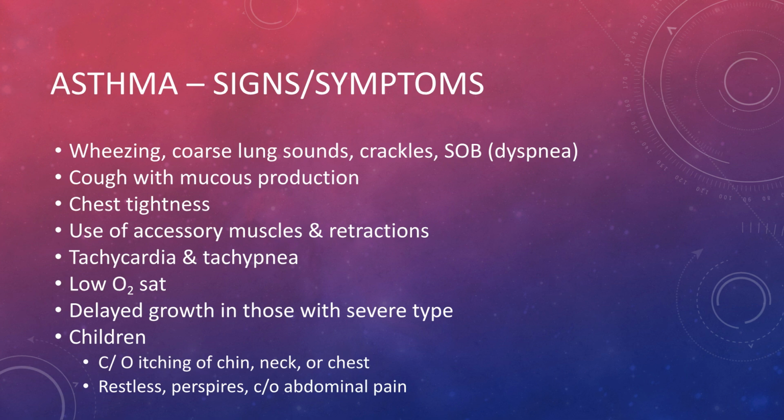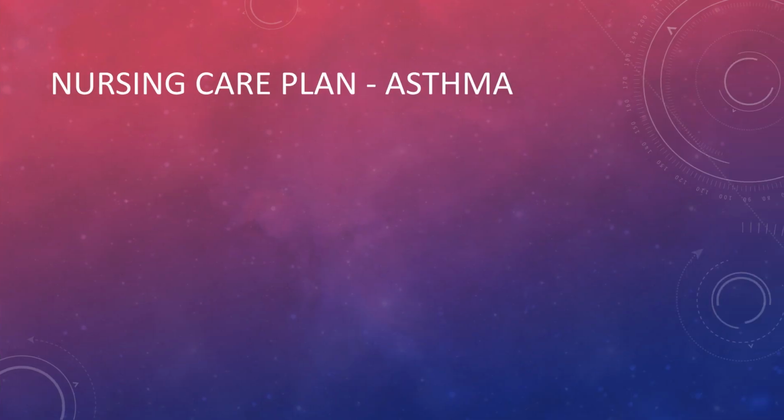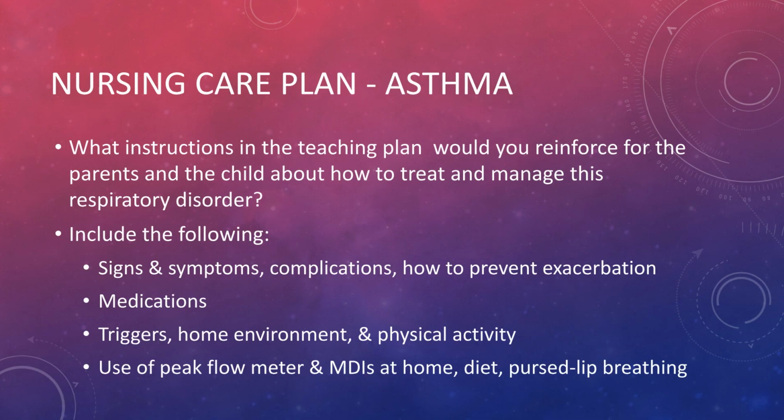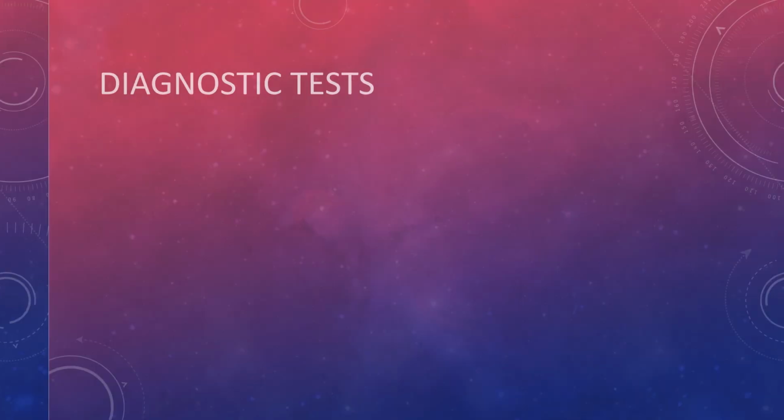Children may complain of itching of the chin, neck, or chest. Consider the following nursing care plan case study. Riley, a 4-year-old recently diagnosed with asthma, lives in a home with pets, a smoking mother, and carpeted floors. This presents multiple potential triggers. In Riley's case, a teaching plan should reinforce instructions on recognizing signs and symptoms, preventing exacerbation, and proper medication use. This includes addressing environmental triggers, physical activity, and the use of a peak flow meter.